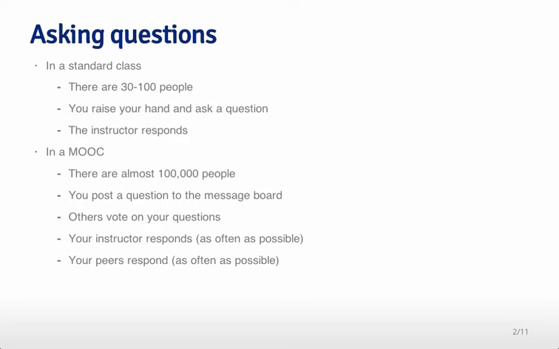people, you would raise your hand and ask a question, and then you'd be able to immediately get feedback from your instructor. But in a class like this, in a massive online open class, there could be up to 100,000 people taking the class, and what you're going to do instead is post your questions to the message board, and then hopefully your fellow students will upvote them if they're good questions, and your instructor will try to respond to as many as possible, but probably more often than that, your peers or community TAs will be responding.